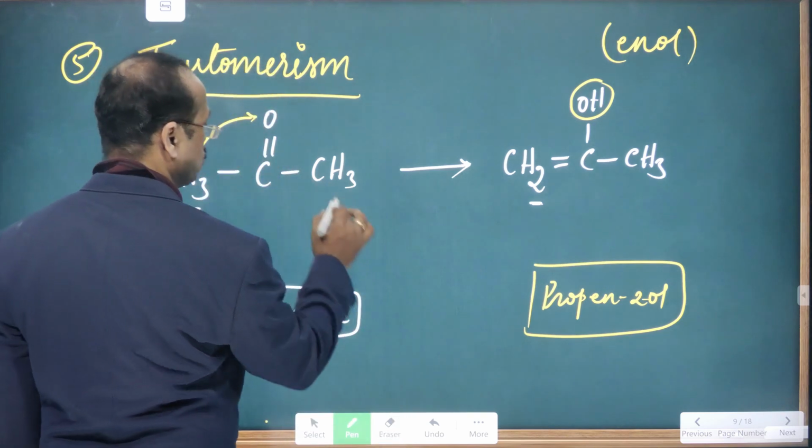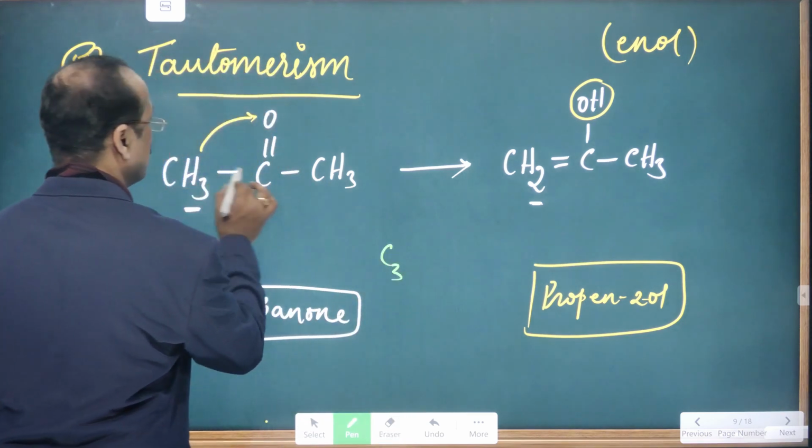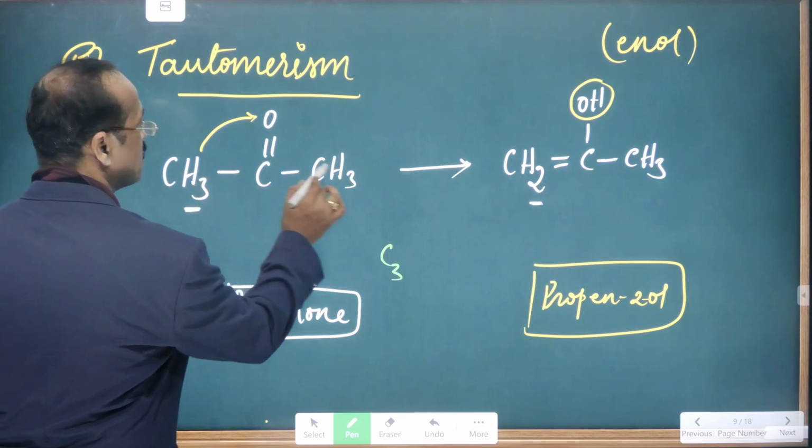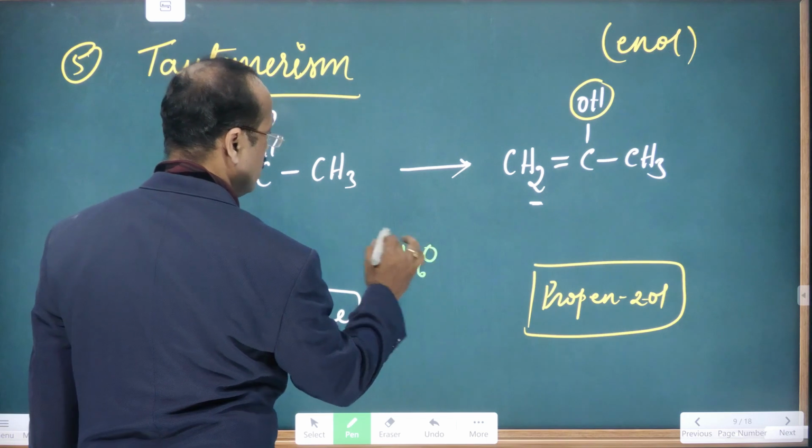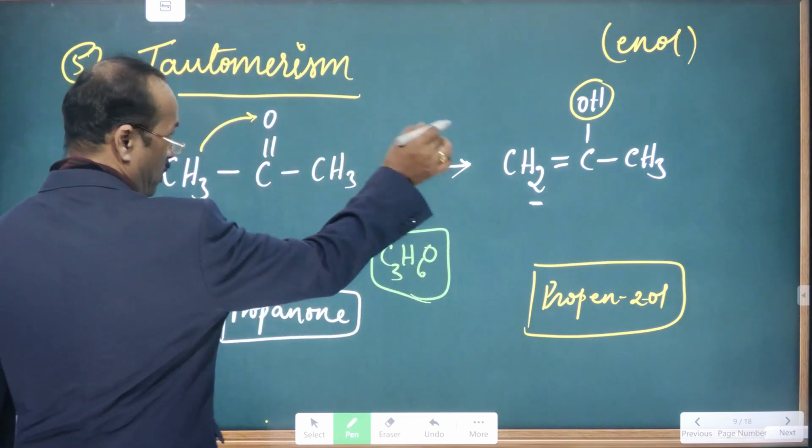So 3 carbons, 1, 2, 3. So first we write this one. See, 1, 2, 3 carbons. How many hydrogens? 3 plus 3, 6 hydrogens. 6 hydrogens. Here one oxygen. Okay. So this is this compound.